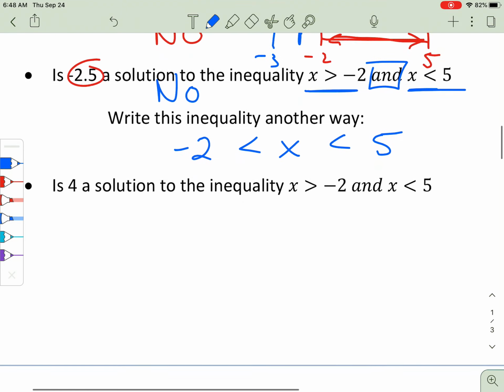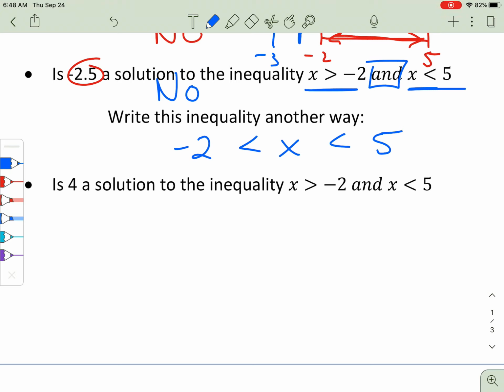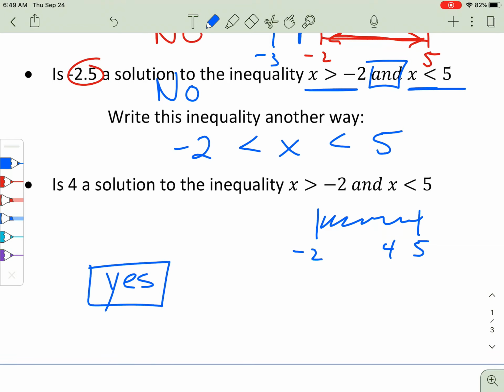Okay. All right, is 4 a solution to the inequality x is greater than negative 2 and x is less than 5? So 5, negative 2, overlap in between. 4 is right here. Yes, it is.